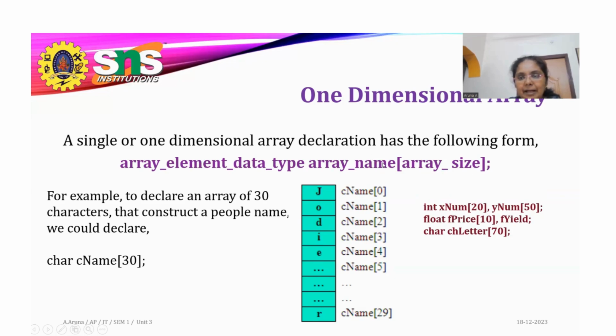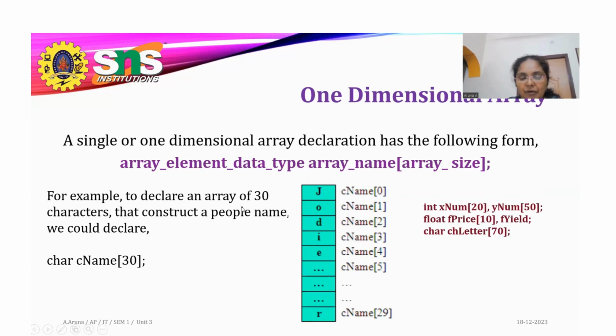So this is nothing but a single name in which we can store multiple values. By using a single variable, we can store multiple values. For that purpose only, we go for a one-dimensional array.